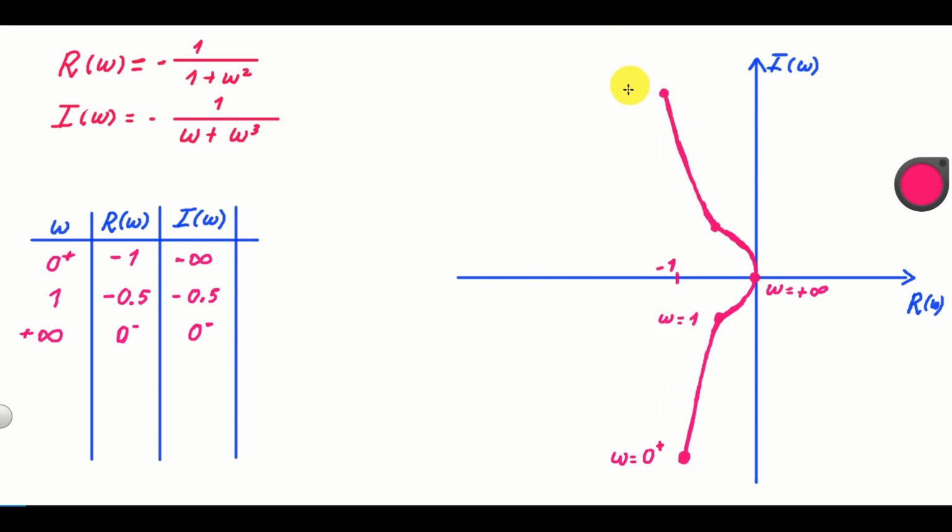Now, over here, this point is omega is equal to 0, but minus now. This point over here is omega is equal to minus 1. And that's it.